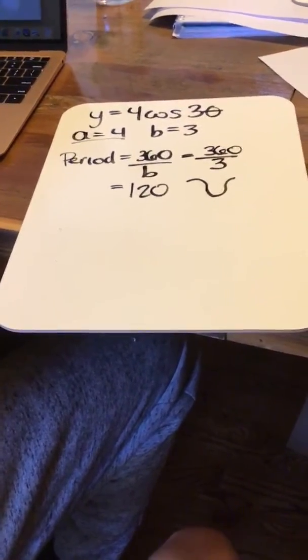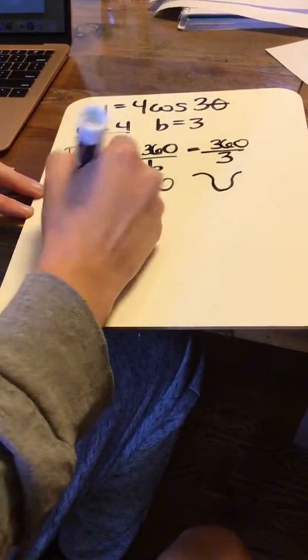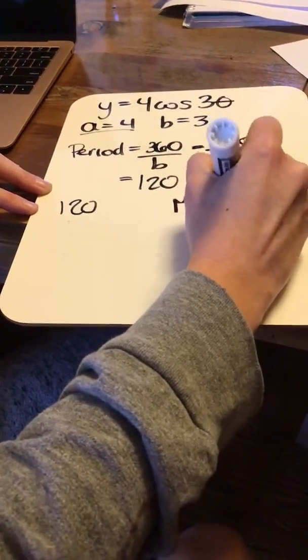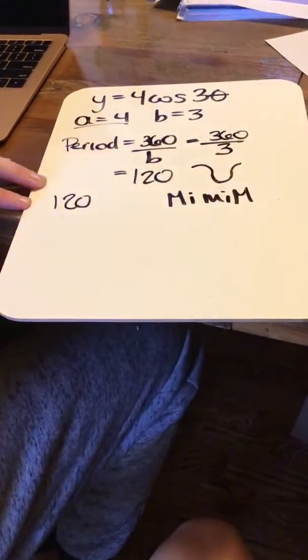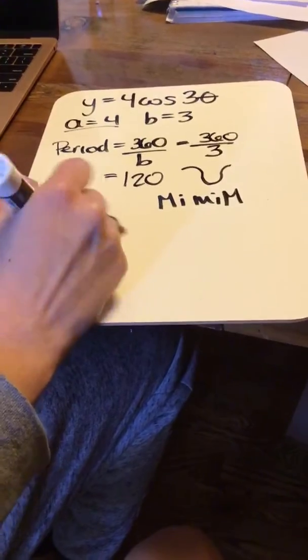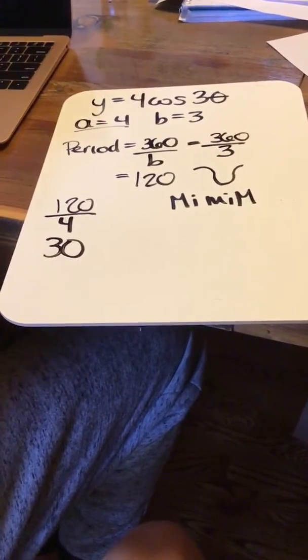Now, I want to know how to make my scale here, so I'm going to take my 120, and remember, for cosine, I have maximum, intercept, minimum, intercept, maximum, and there are 4 segments there, so I always split this up into 4. And if you take 120 and split it up into 4, you have 30. So I'm going to go by 30s on my axis.